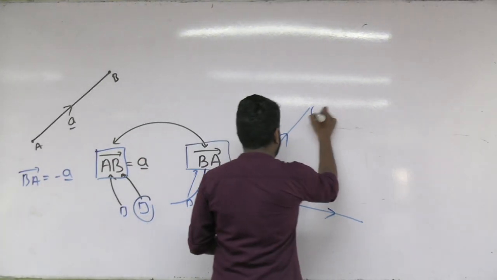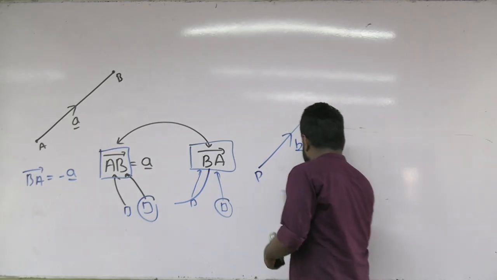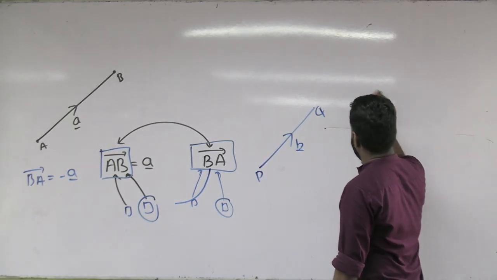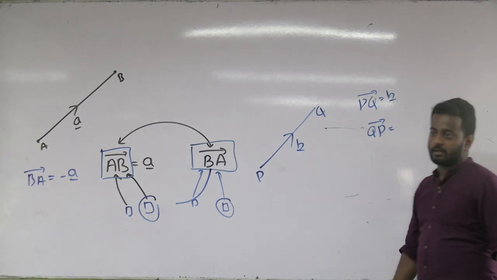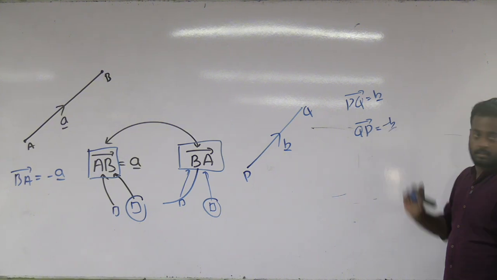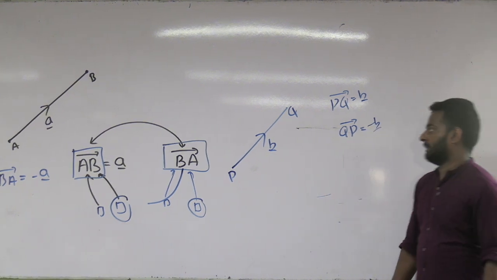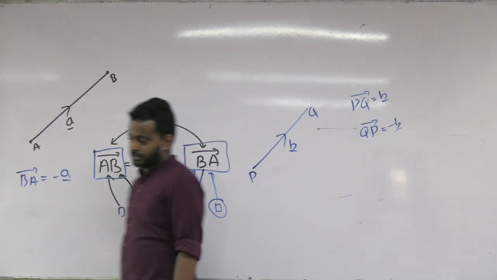We have points P and Q and this is simple B. So the vector PQ is simple B and then the reverse vector of PQ is known as QP. What is the vector QP then? Minus B. Are you okay with that? Right. Just write this down.